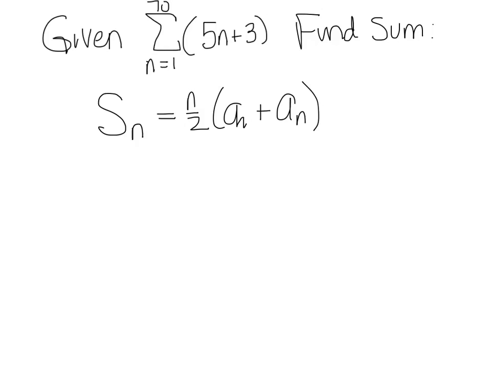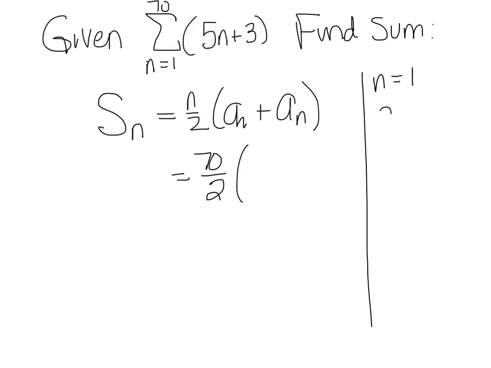Okay, so what do we need here? I need to know what n is. Well, that's 70. Okay, divide by 2. And then I need to know what the first term is. Okay, so here's where things are going to get interesting. When n is equal to 1, then a1 is equal to 5 times 1 plus 3, so a1 is equal to 8. So that goes here.